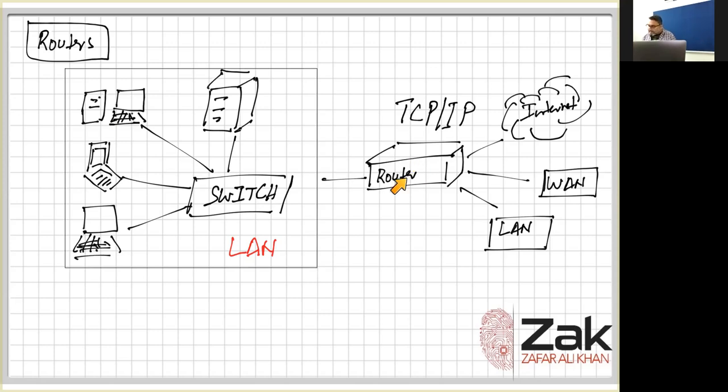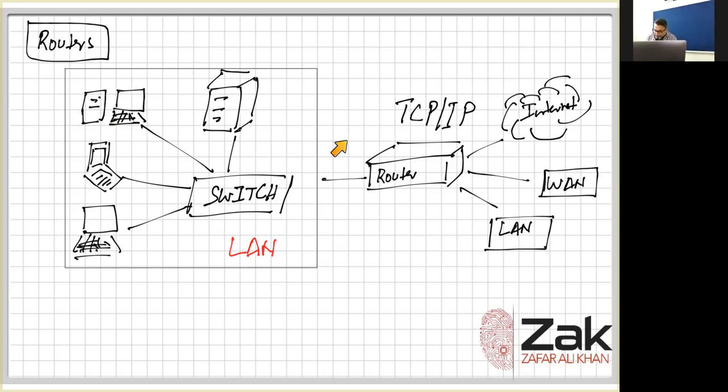It acts as a default gateway. What is a gateway? A gateway is a device which is always at the end of a network. So when two networks communicate, the gateway is the device which is connecting them. We will be discussing gateway after a short while.